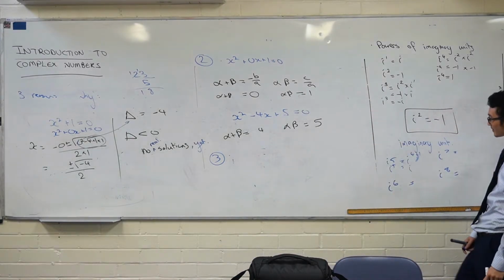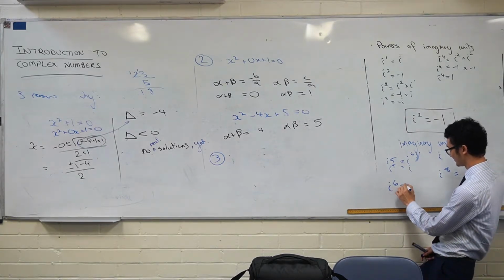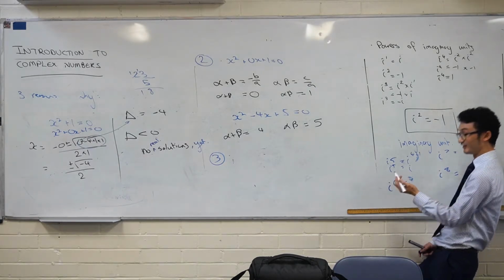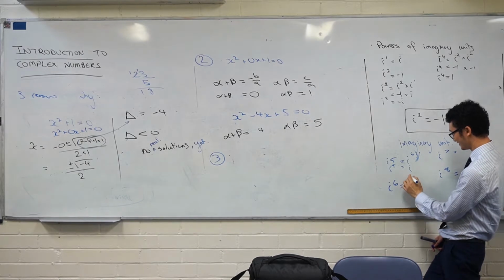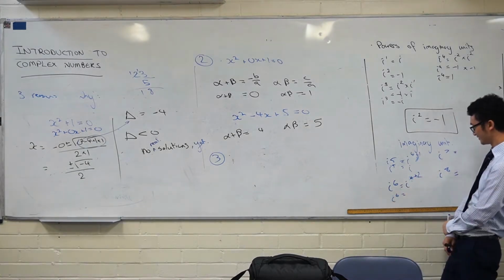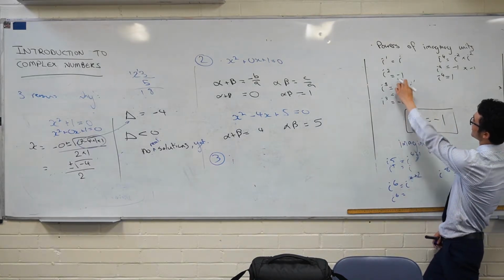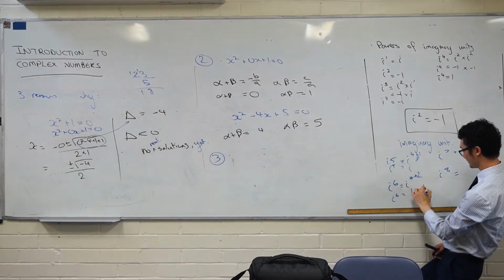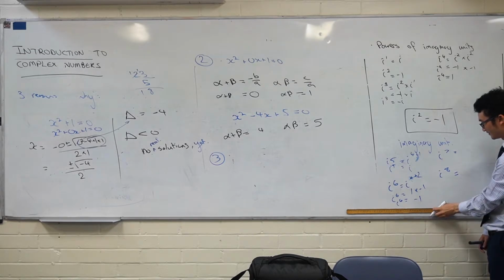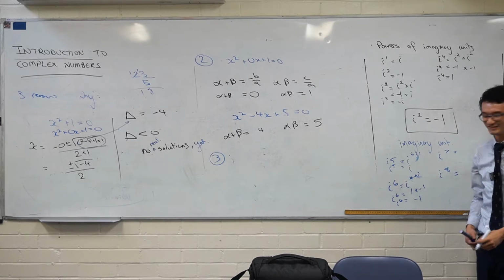I just wrote the other. Yeah, I would do I to the power 4 times I to the power 2, which would give you 1 times -1. So -1. Which is also I squared, which is, oh, that's interesting.